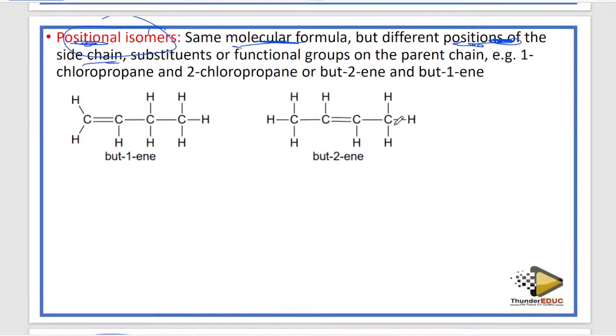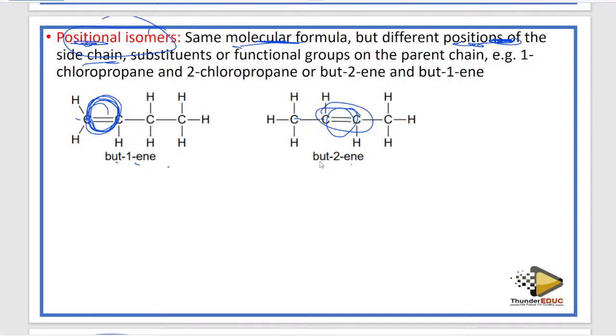All right. Position isomer. Now this one changes the position of the functional group. This is the functional group, the double bond. Remember, it reacts in a specific manner. Here it is between the first and the second carbon. Here it is between the second and the third. So even the naming is different: but-1-ene, but-2-ene. So we also call it an isomer.